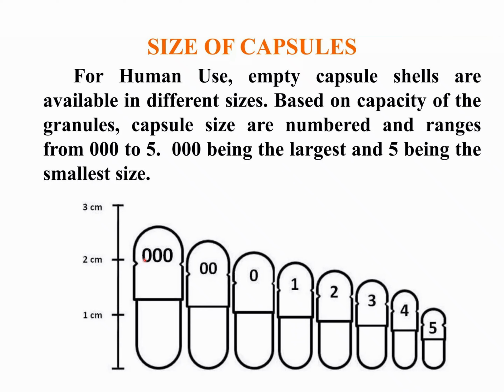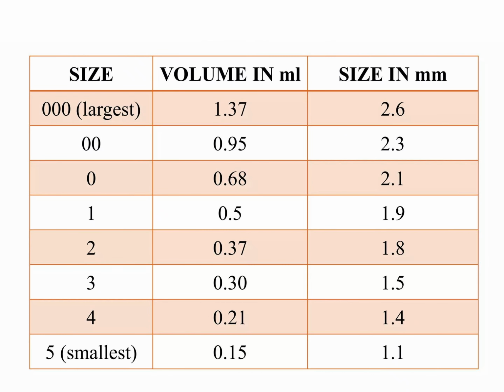So these are the sizes of different capsules. There are 8 sizes of capsule. For human use, empty capsule shells are available in different sizes. Based on the capacity of the granules, capsule sizes are numbered and range from 000 to 5. So this is the largest and this is the smallest. The largest one will contain the highest volume, or highest size. The smallest one contains the lowest volume in ml, or the lowest size. Only 1.1 millimeter.